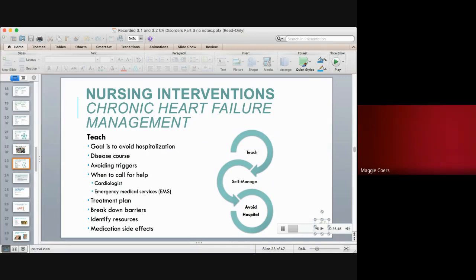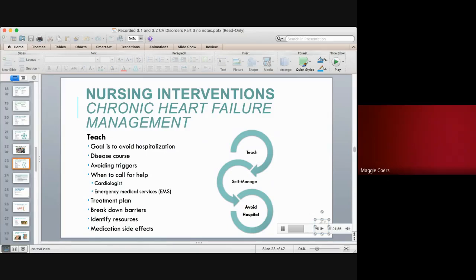It is easy to trigger a heart failure exacerbation. So avoiding those triggers and when to call for help is really important. It could be as simple as one extra meal at McDonald's. The patient may feel like they're going to treat themselves, so they're going to go to McDonald's and have just one meal this week, but that could trigger a heart failure exacerbation.